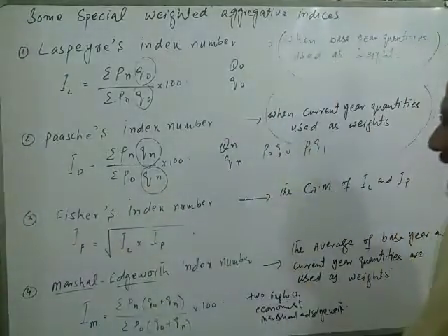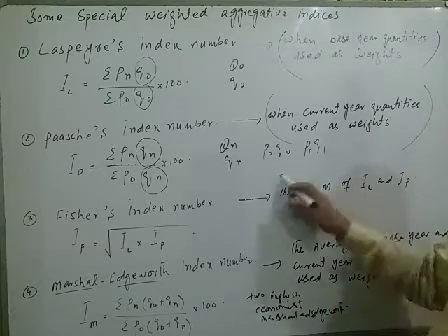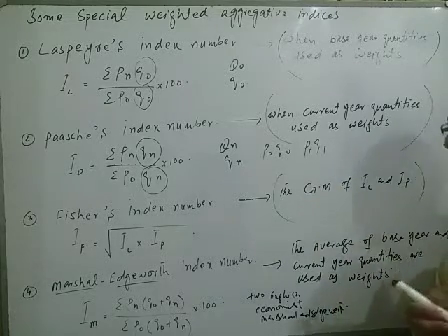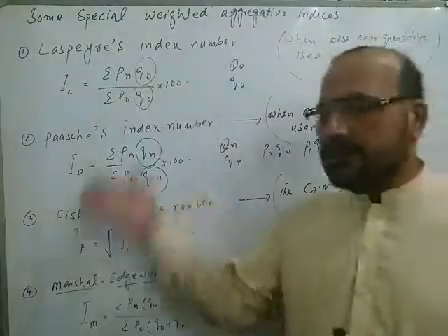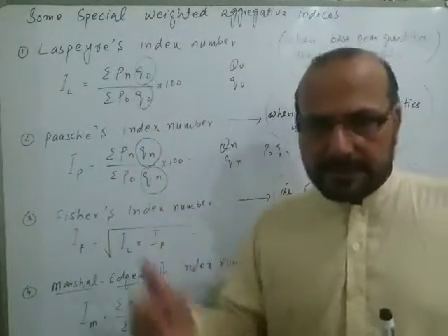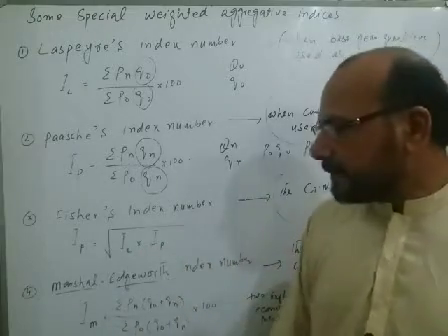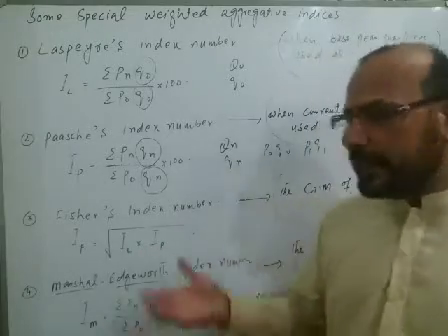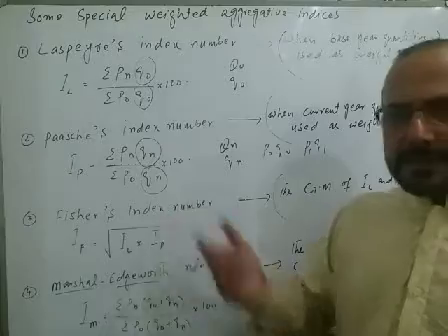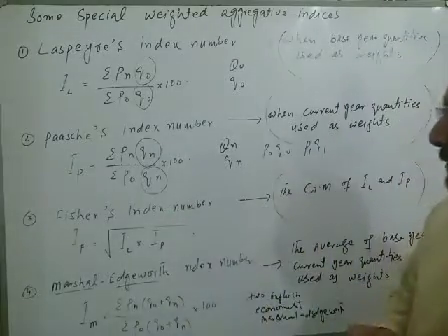So what does the Fisher price index say? Fisher basically says that when we take the geometric mean of the Laspeyres and the Paasche's price index, it gives us the Fisher price index. What is meant by geometric mean? Geometric mean means that you multiply them and take the square root. So that will be the geometric mean.